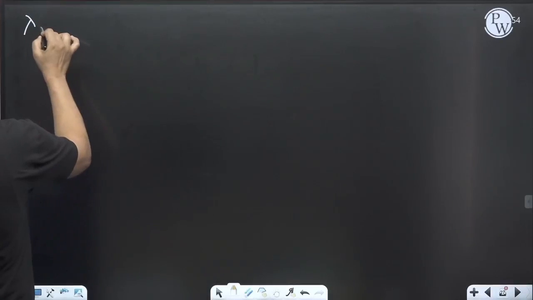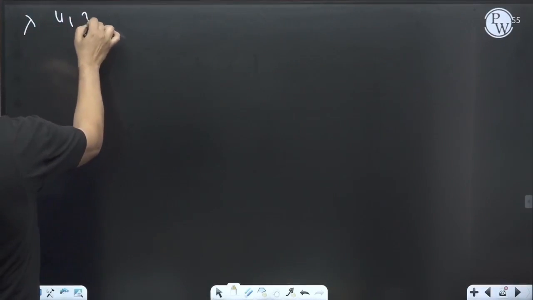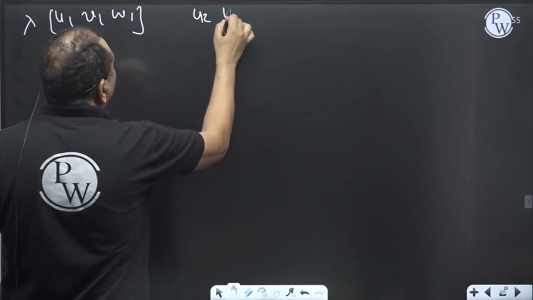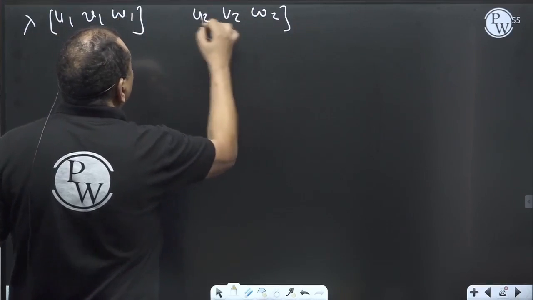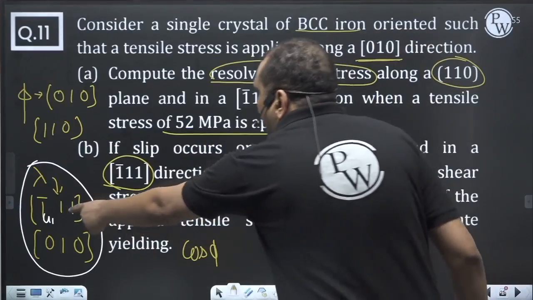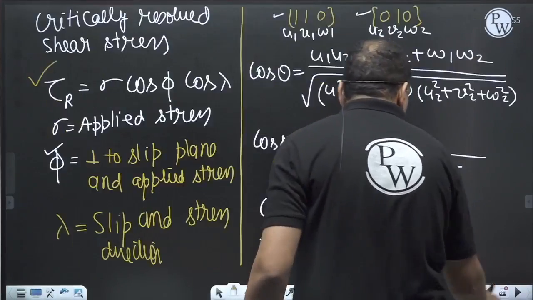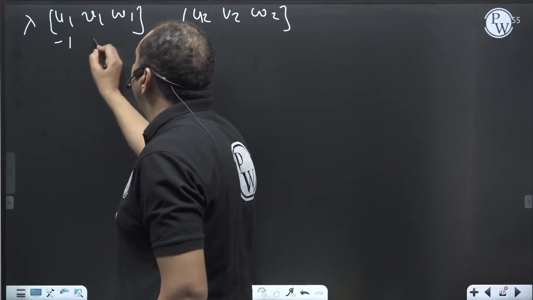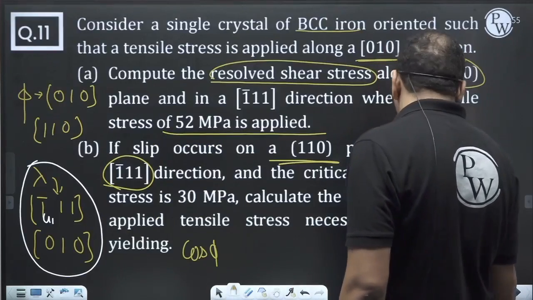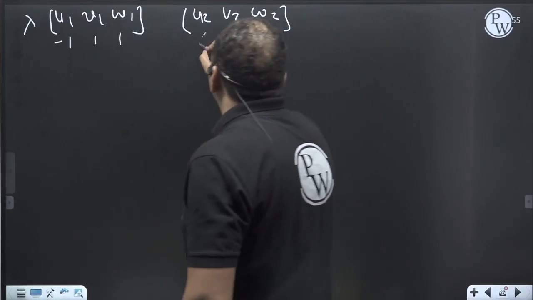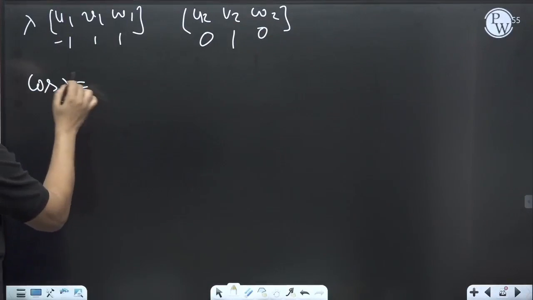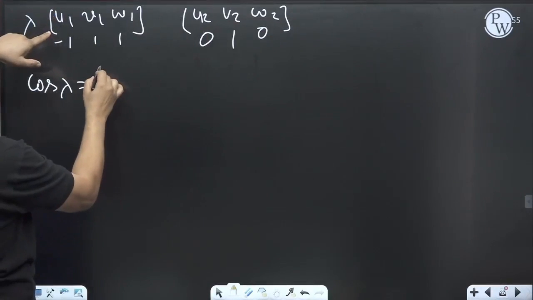For lambda, U1 V1 W1, U2 V2 W2. So what are the coordinates? -1 1 1, and 0 1 0. So cos lambda is U1 U2 0.